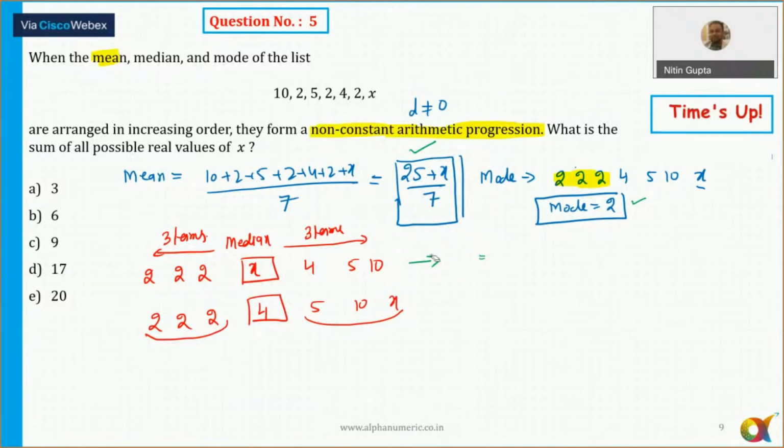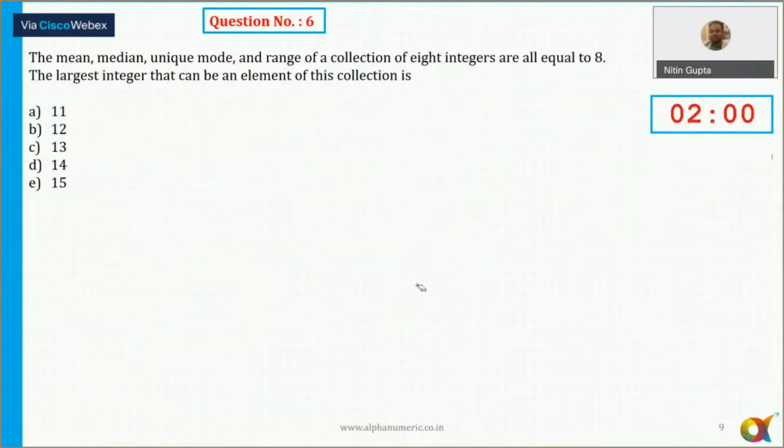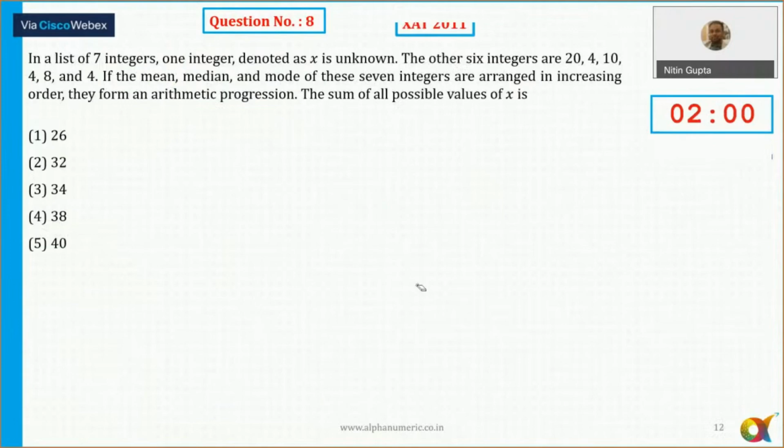Now, a similar question was also asked in XAT in one of the years. So just hold on, probably I'll say what was the question number. Yes, here it is: this question came in XAT 2011, similar. You can see here. So that we'll see later on. Let's first of all solve this question.